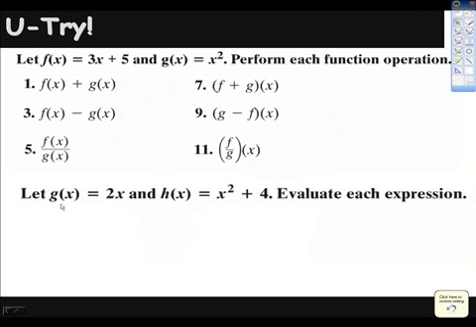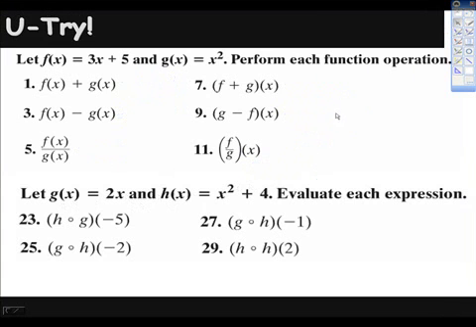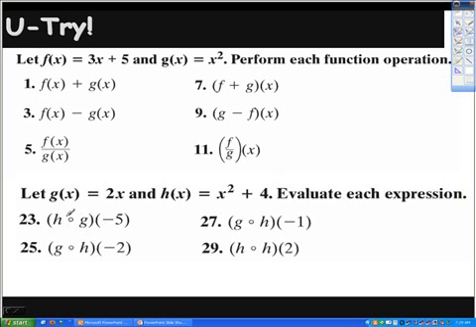We've got two more functions. g of x is 2x, h of x is x squared plus 4. We're going to evaluate each expression. Let's bring those up. These are composite functions. On number 23, they want us to find h of g of negative 5.